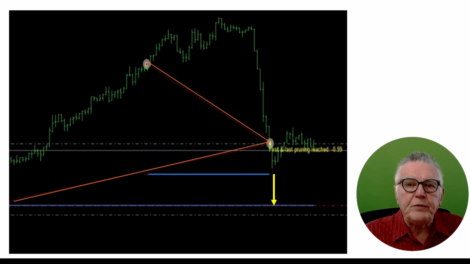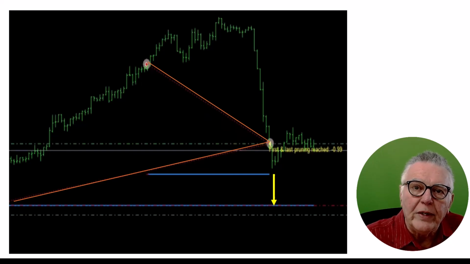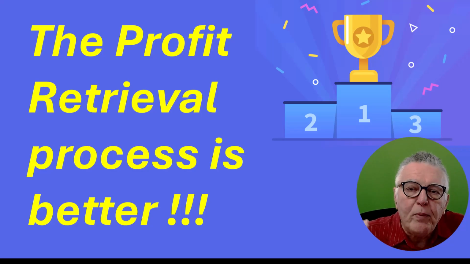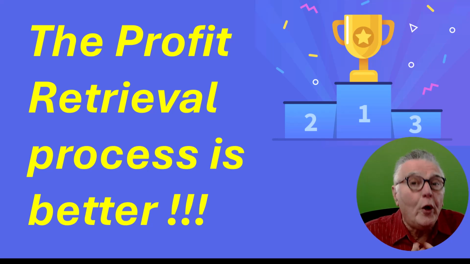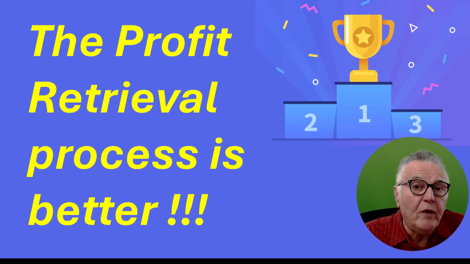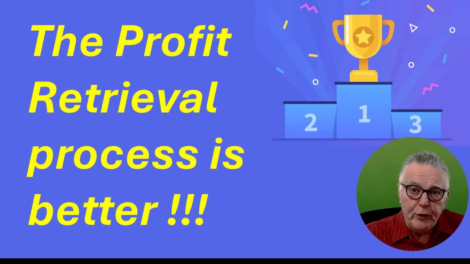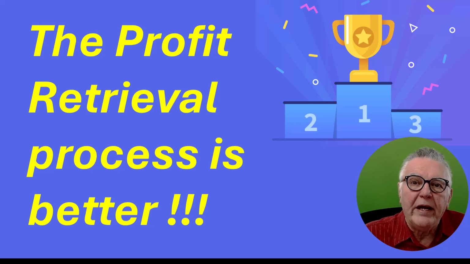The advantage of this method is it pruned the oldest trade, the one that can actually cause the most damage in the long run. Now, one thing you have to believe, the profit retrieval process on its own is better. So what we want to do is use the profit retrieval process on its own without enlisting the help of pruning. Now, that's not always possible. And as I say, that is why pruning is like a fire hose. It's there, but you don't want to use it.